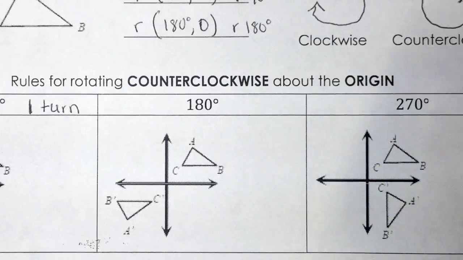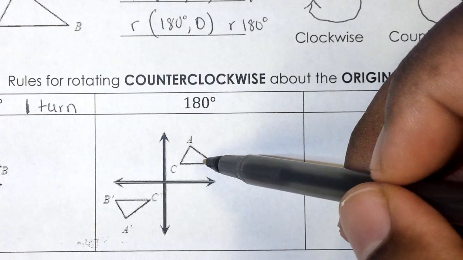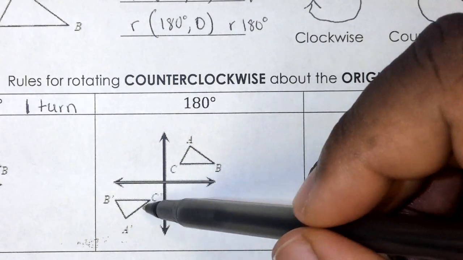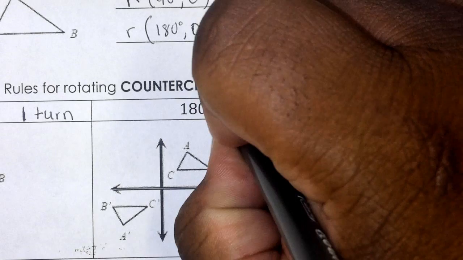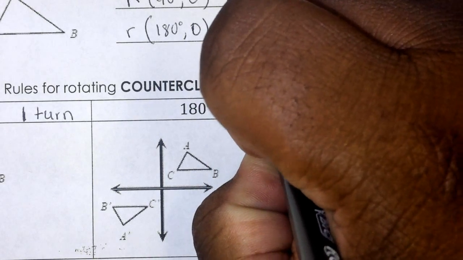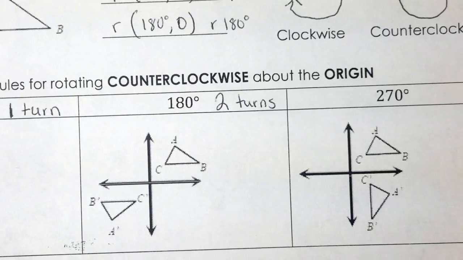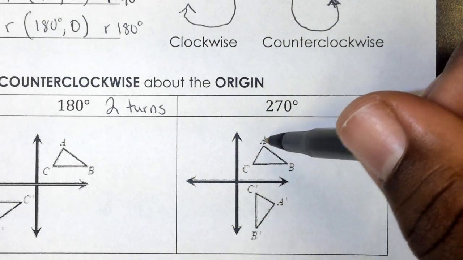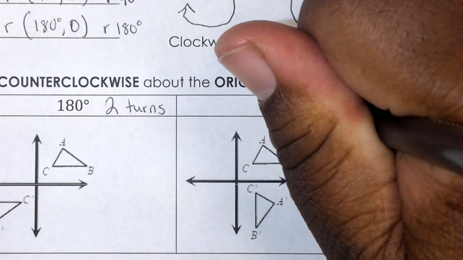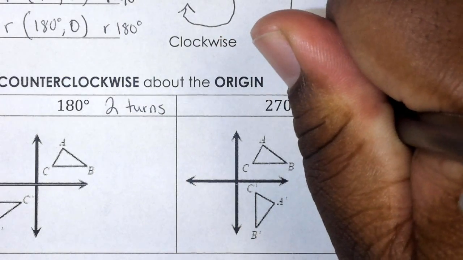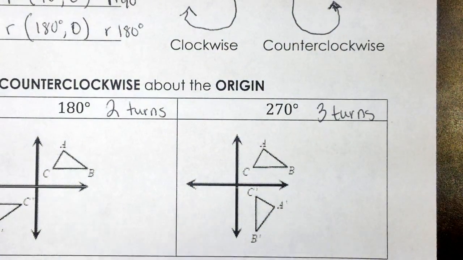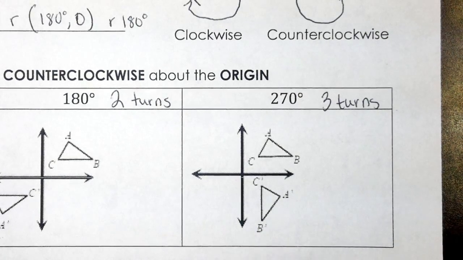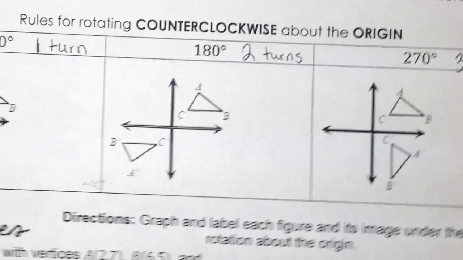180, spin it to the left when it's moved two quadrants. This is two turns. 270, move three quadrants. It's just three turns. And we'll never do four turns because that's 360 and it's going to land back on itself. Sliding down, keeping it moving.